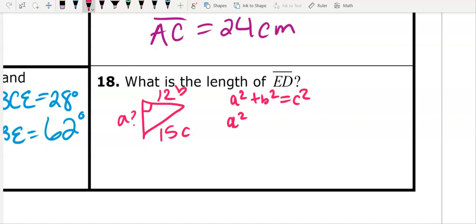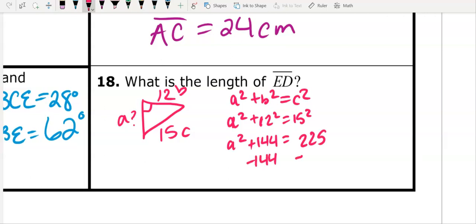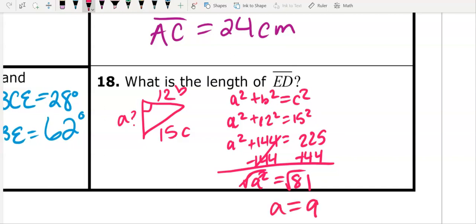So A squared plus 12 squared equals 15 squared. 12 times 12 is 144, and 15 times 15 is 225. We subtract the 144 from the 225. We get A squared equals 81. Then we take the square root. So A equals 9. So ED equals 9.